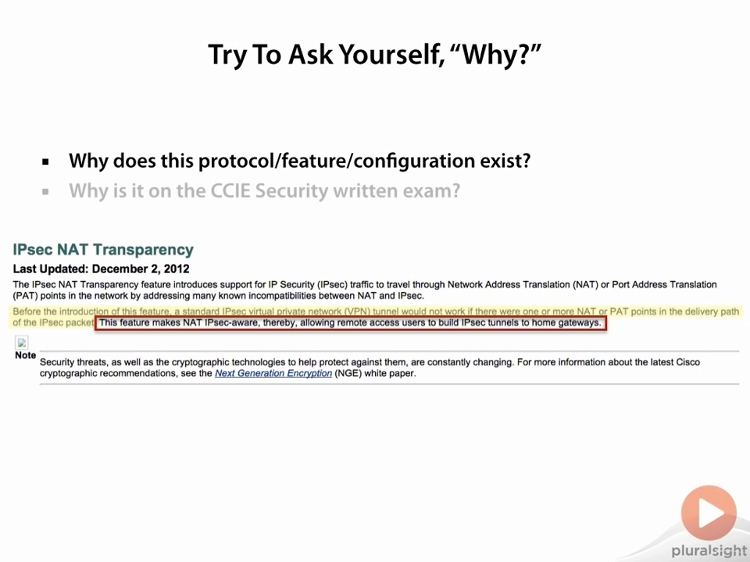Another thing you could ask yourself is, why is it on the CCIE Security written exam? Well, that's not too far-fetched for this particular example, IPsec NAT transparency. It relates to VPN tunnels and IPsec, and it's a security exam, so that's why we're going to find it there. But ask yourself questions like that. As you look through these features, try to find the answers in there. Try to find a use case for each of these features.